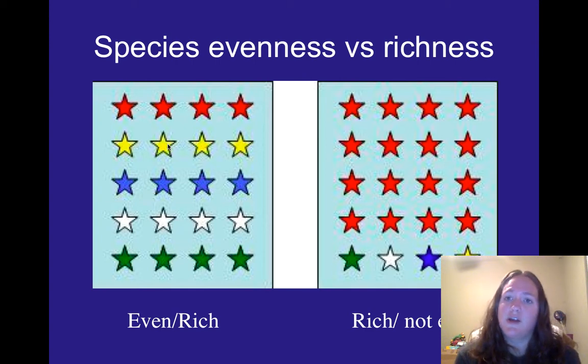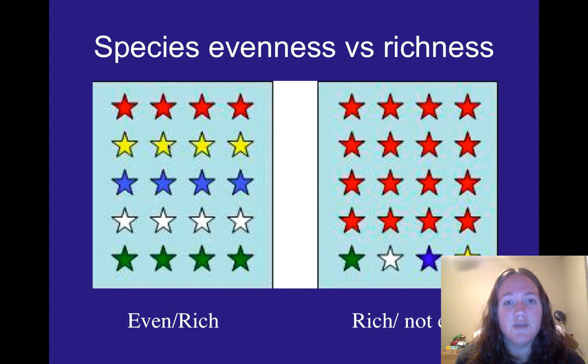Both of these samples are actually rich. Species richness just means that there's a lot of organisms, a lot of different types of species. So in both left and right, you would have the same richness. However, evenness is only going to be on the left side, whereas there's not going to be an even number of species on the right because there's lots of red, but there's not lots of green, white, blue, or yellow. So you want that richness, which you have in both of these, but you also want that evenness to call it a biodiverse area.